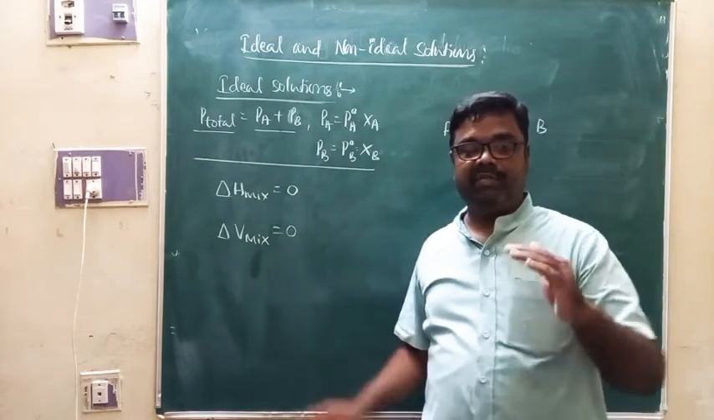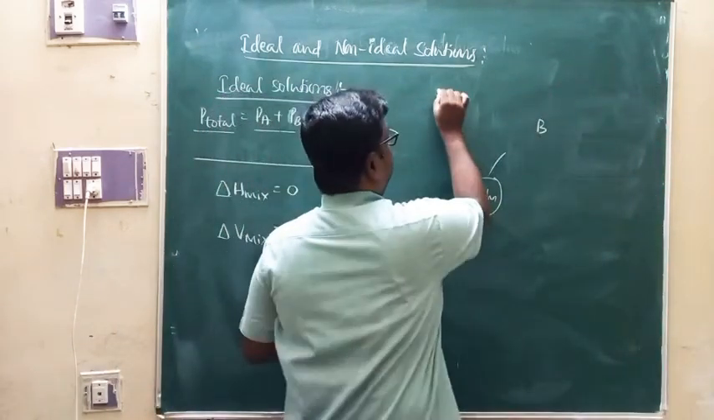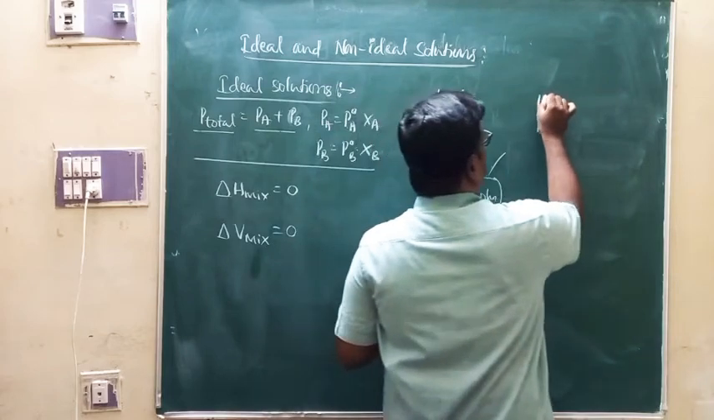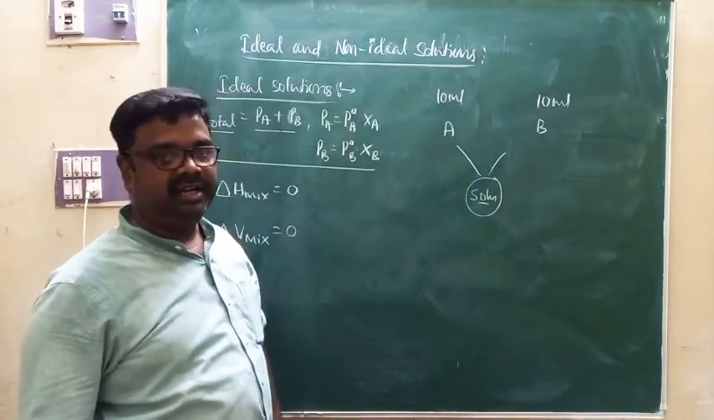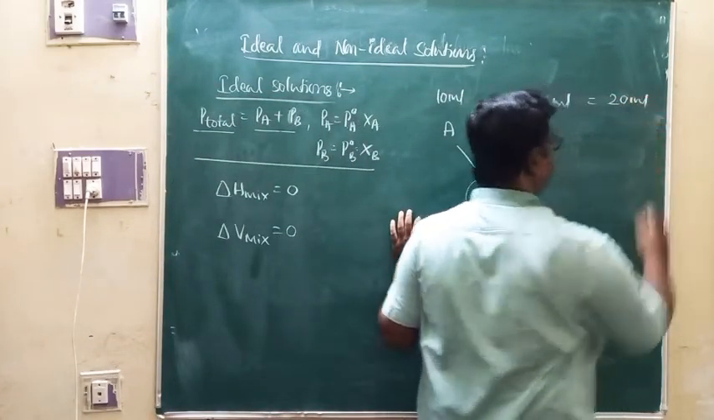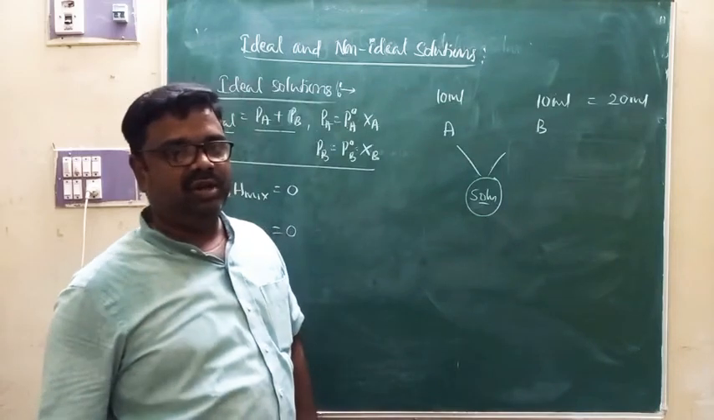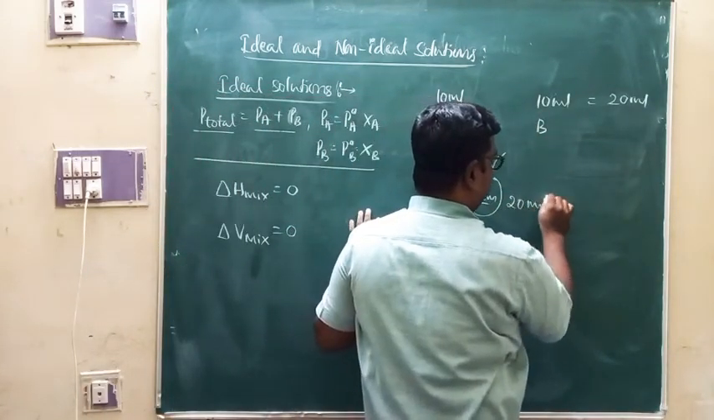That means there will be no change in volume of a solution. Say, for example, I take 10 ml of A and 10 ml of B. Before mixing, what is the volume of solution? 20 ml. Before mixing, total volume of solution is 20 ml. Upon mixing, total volume of solution is also 20 ml.